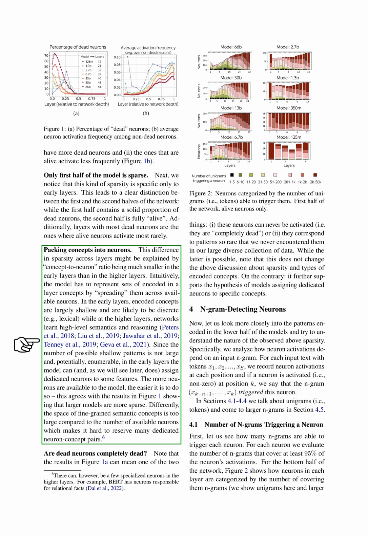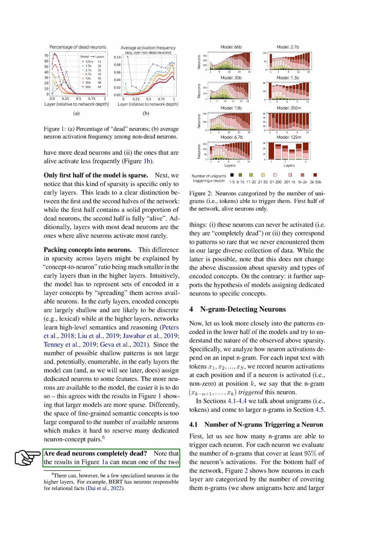In the early layers, encoded concepts are largely shallow and are likely to be discrete, while at the higher layers, networks learn high-level semantics and reasoning. The more neurons are available to the model, the easier it is to assign dedicated neurons to some features. However, the space of fine-grained semantic concepts is too large compared to the number of available neurons, which makes it hard to reserve many dedicated neuron-concept pairs. There can, however, be a few specialized neurons in the higher layers.